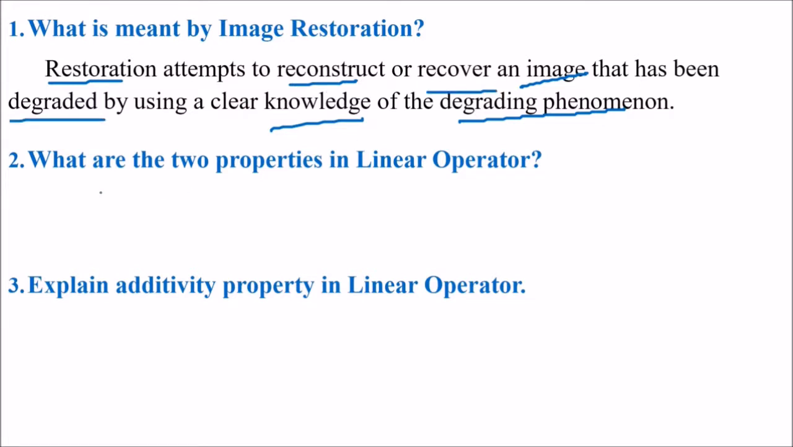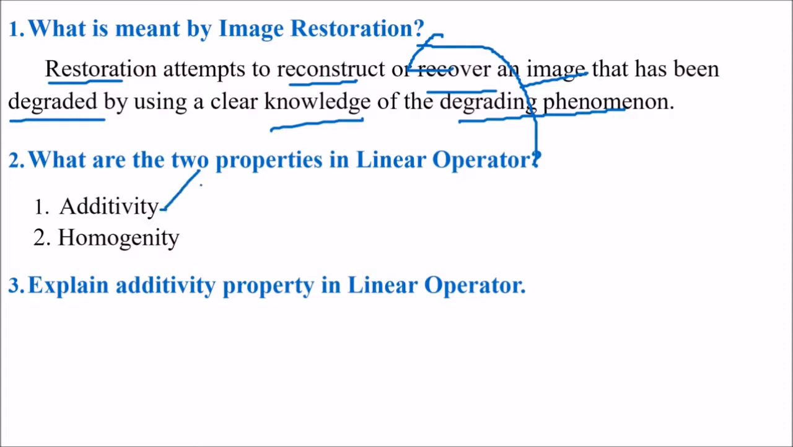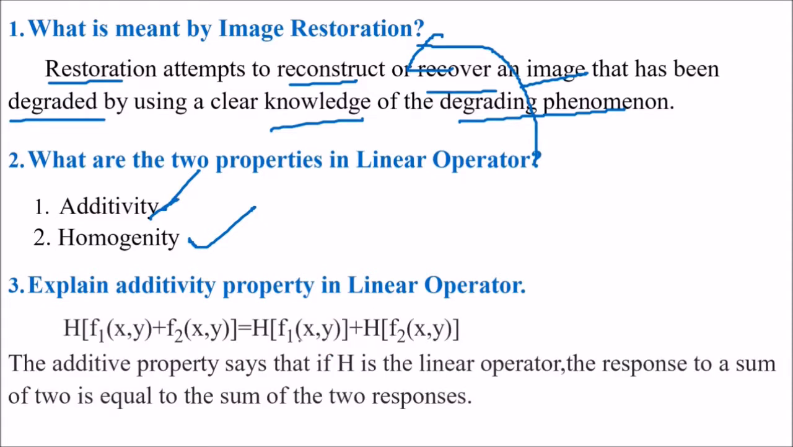What are the two properties in linear operator? There are two properties in linear operator because we are going to use it in these situations: additivity and homogeneity. Explain additivity, this first property in linear operator.